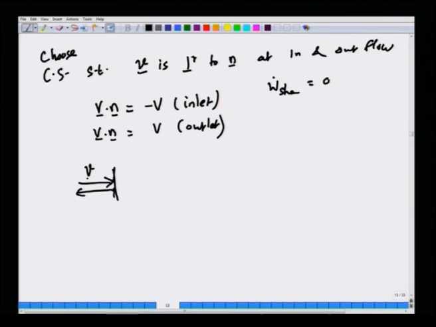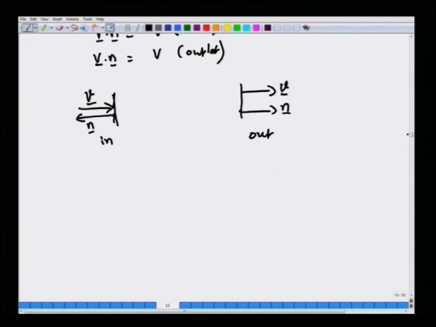This is V, this is n at the inlet. So, V dot n is minus V. This is V, this is n at the outlet. So, V dot n is plus V. Both the vectors are pointing in the same direction at the outlet, whereas they are pointing in opposite directions at the inlet.